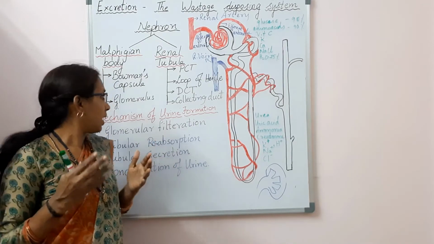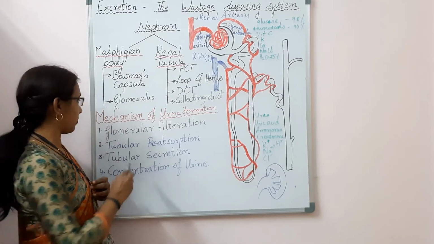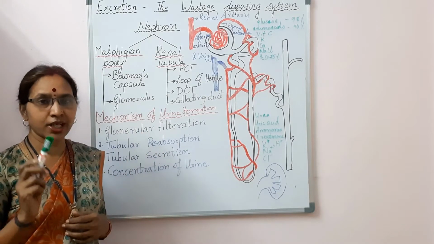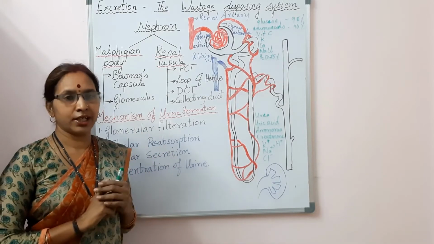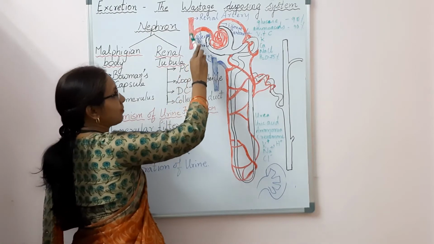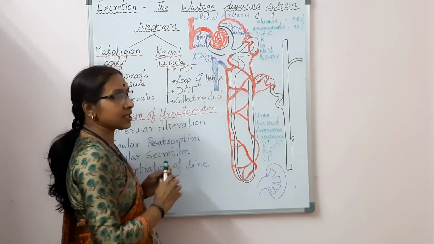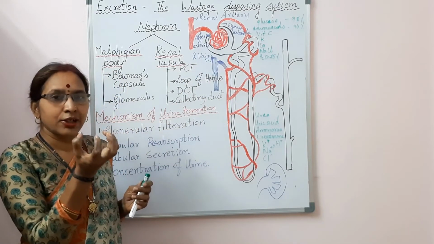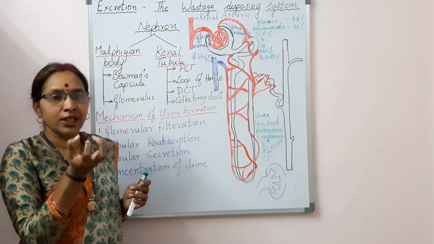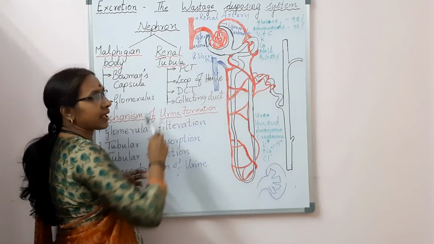Now the first step in the mechanism of urine formation is glomerular filtration. What is glomerular filtration? When the blood from the heart, through the renal artery, enters into the glomerulus, due to the pressure created inside the glomerulus, the blood gets filtered, and all the filtered blood enters into this Bowman's capsule.